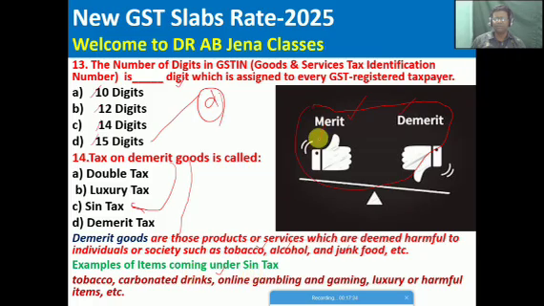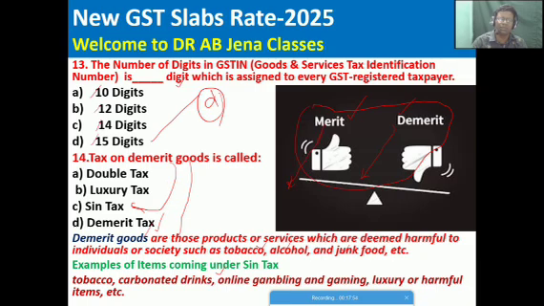So here, merit goods are good for the individuals as well as for the society, whereas demerit goods are not good, I mean, they are harmful to the individuals and society. Now friends, it is clear what we mean by sin tax, and what we mean by demerit goods and merit goods.